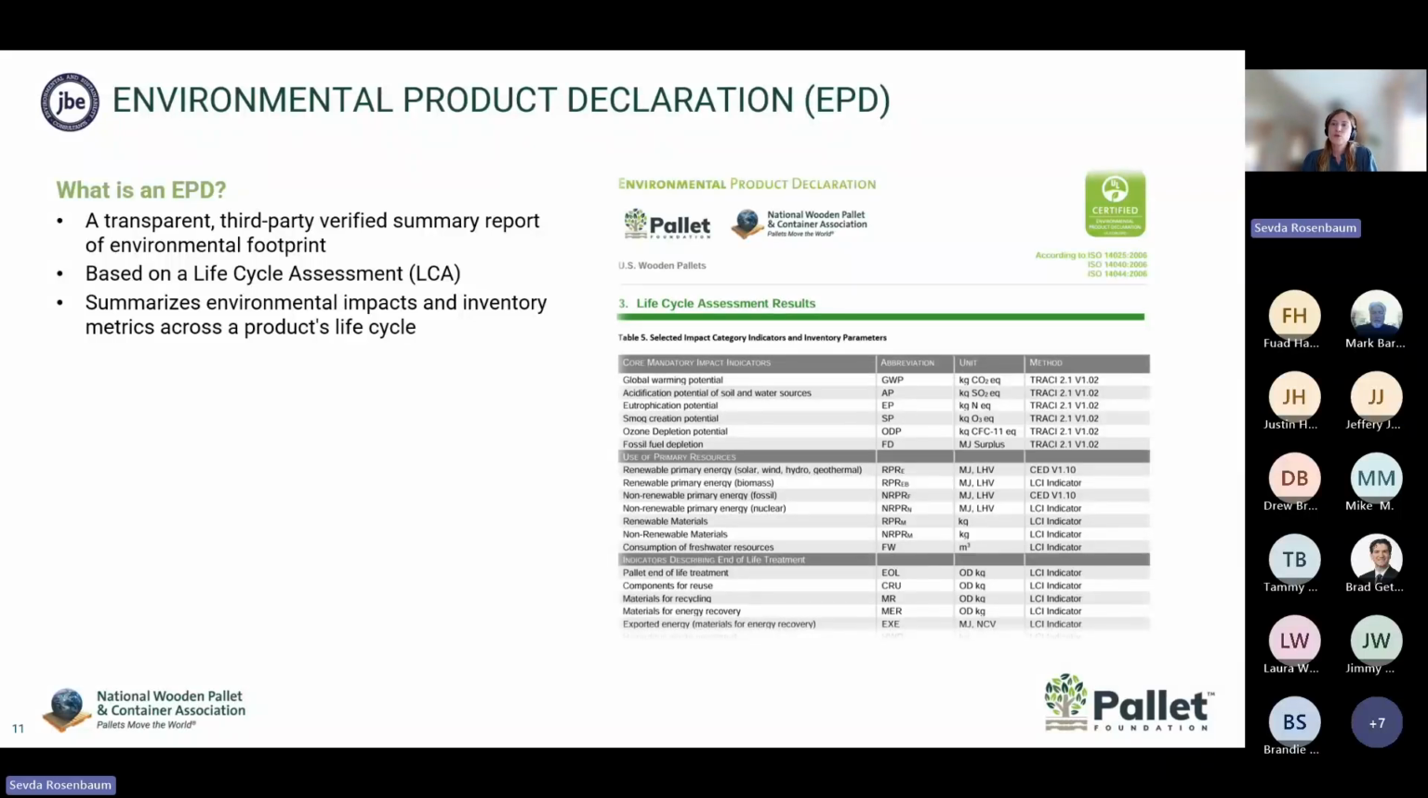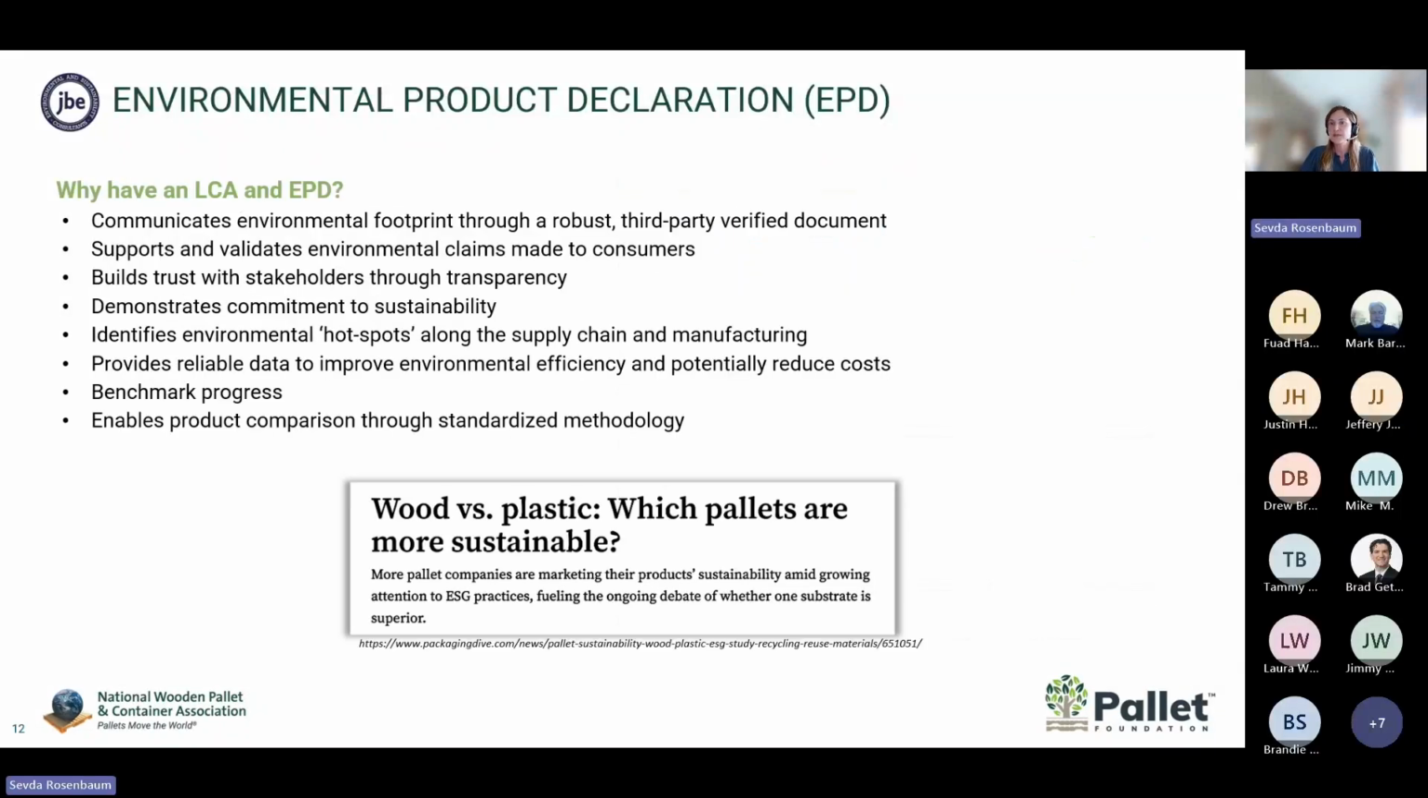I just want to briefly go over why generate an EPD, an LCA, in the following slide. An EPD is a third-party verified document that provides transparent and credible environmental information that can be used for business to business or business to consumer communication. It's brief, easy to understand, and very user-friendly. And it's basically a document that can be used for marketing your product or service.